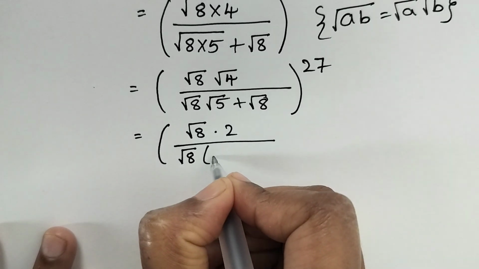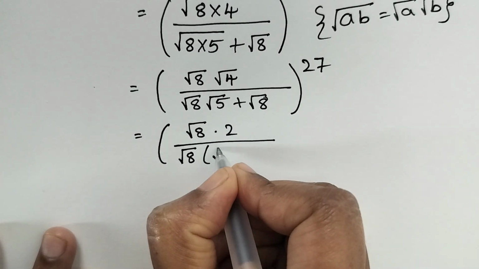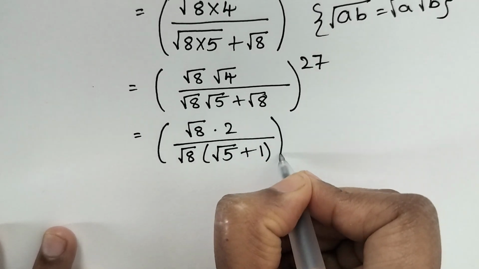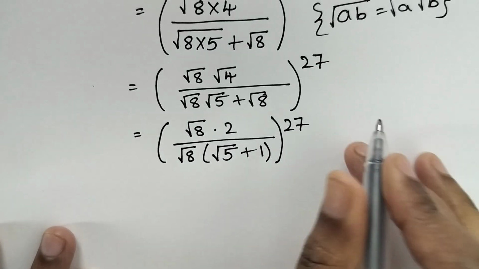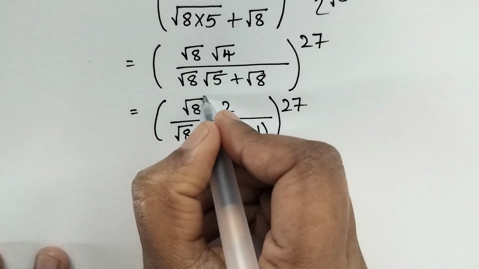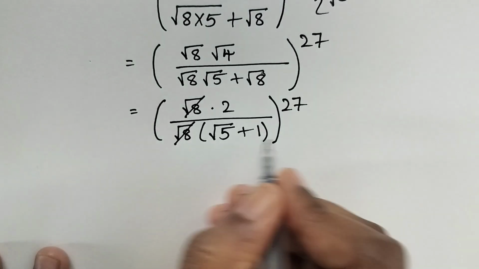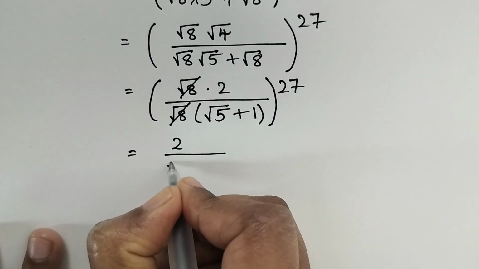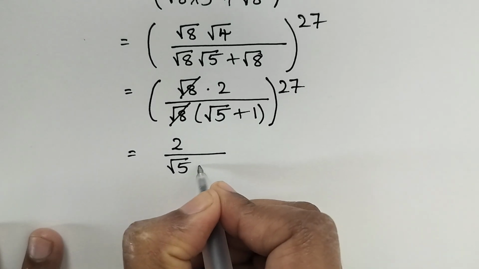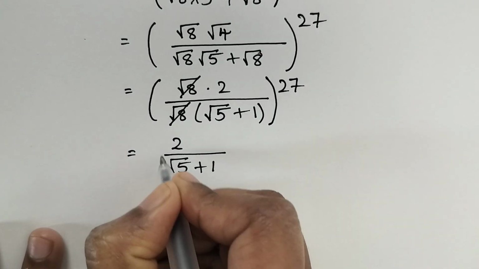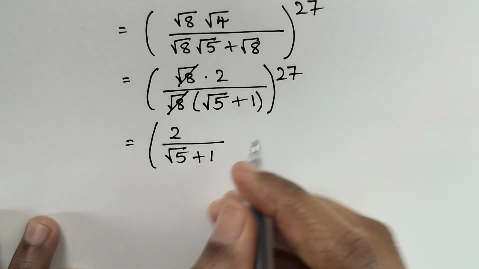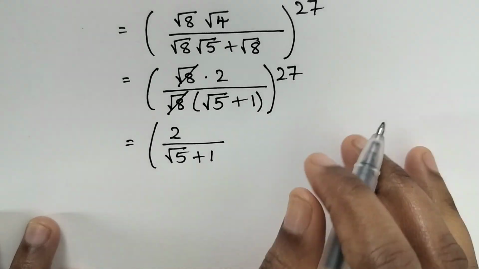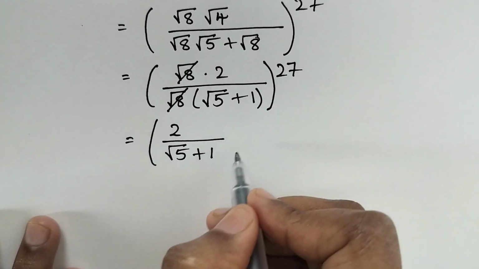Here we will get the leftover numbers. We will write the square root of 5 plus 1, whole to the power of 27. The square root of 8 in numerator and denominator get cancelled. Now we will get 2 by the square root of 5 plus 1. Now in the denominator we have the square root of 5 plus 1, so we can rationalize.